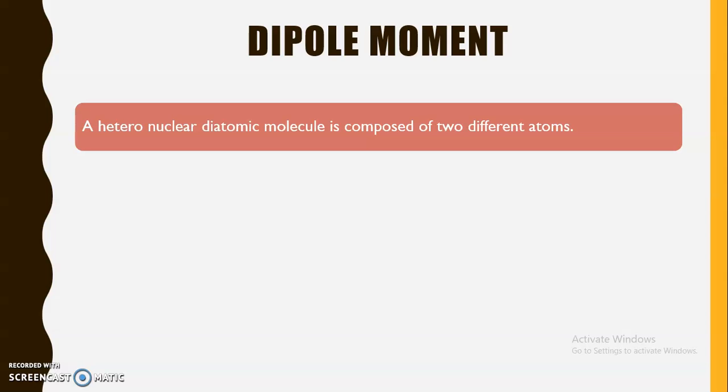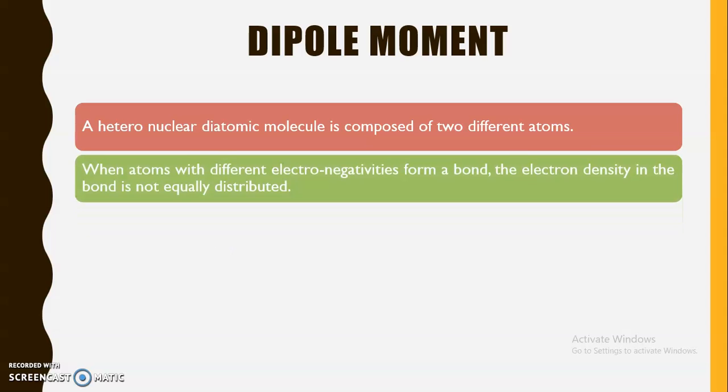In contrast to that, a heteronuclear diatomic molecule is composed of two different atoms. So if these two atoms are different, surely there will be a difference in electronegativities. When such atoms with different electronegativities form a bond, the electron density in the bond is not equally distributed. Like in chlorine, electrons are lying exactly at the center, but in heterodiatomic molecules, say for example hydrogen fluoride, the electron density is not equally distributed.